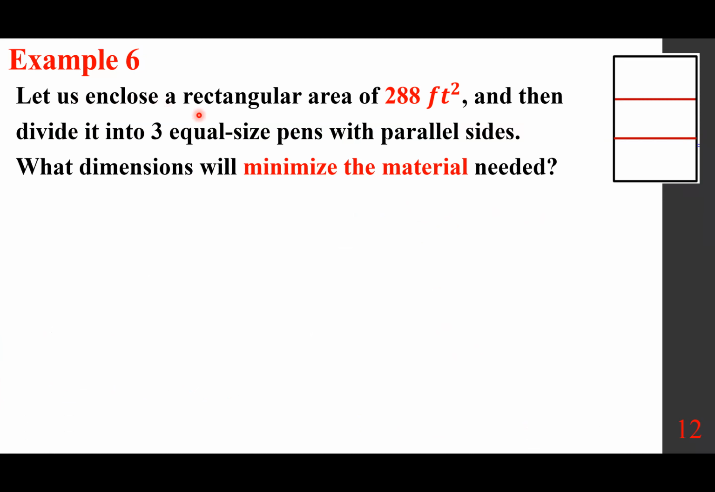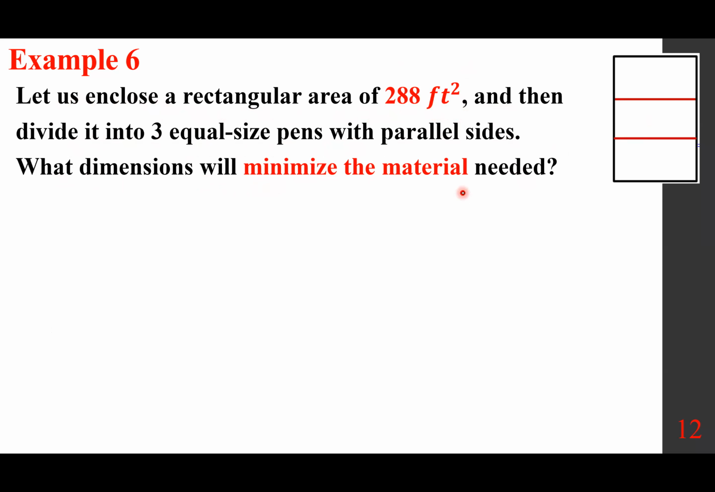Let us enclose a rectangular area of 288 square feet and then divide it into 3 equal size pens with parallel sides. What dimensions will minimize the material needed? So we know the area, but we want to minimize the material.